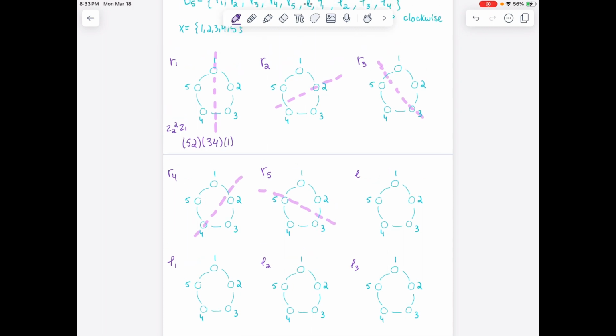But we'll do the cycle monomials later. So for this one, 3 would go to 1, 1 would go to 3, 5 would go to 4, 4 would go to 5, and 2 goes to itself.